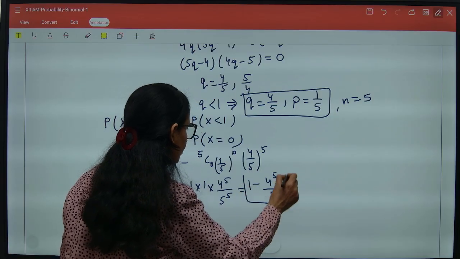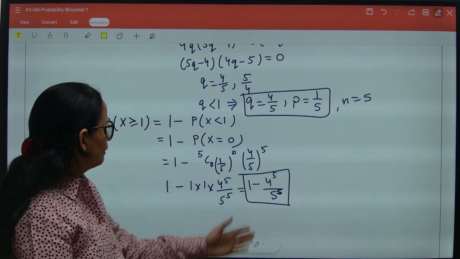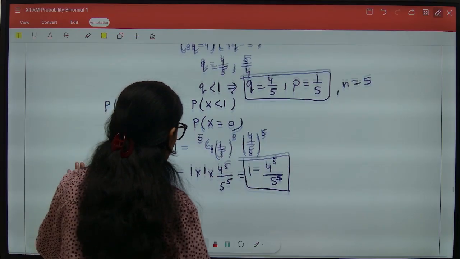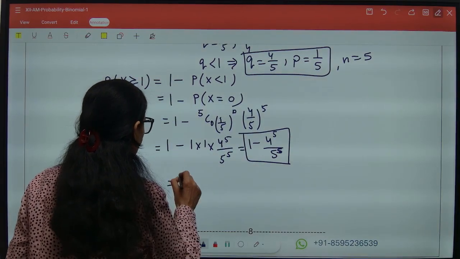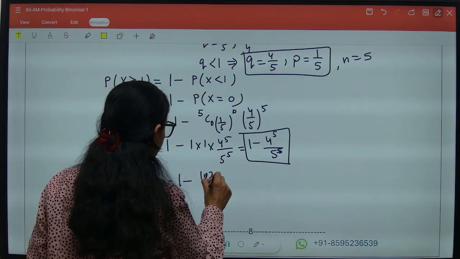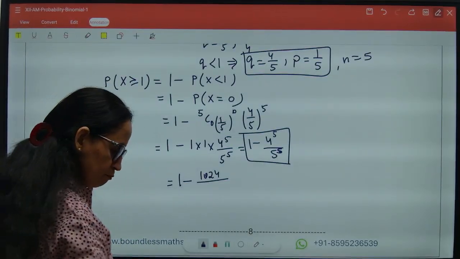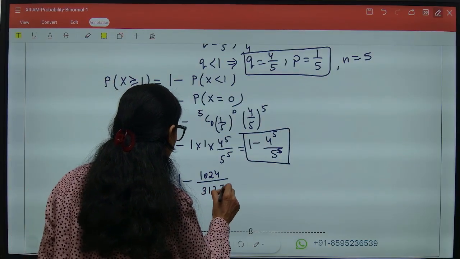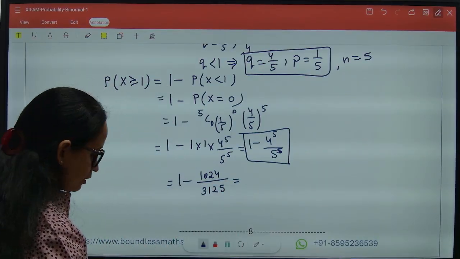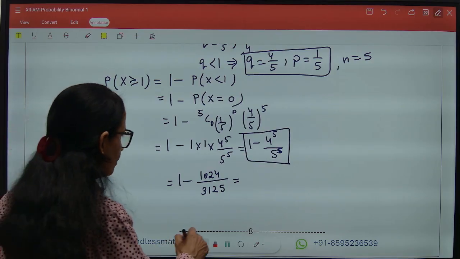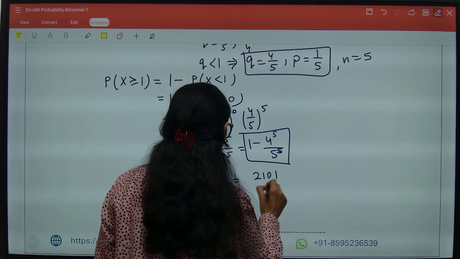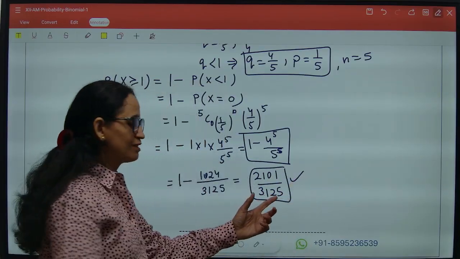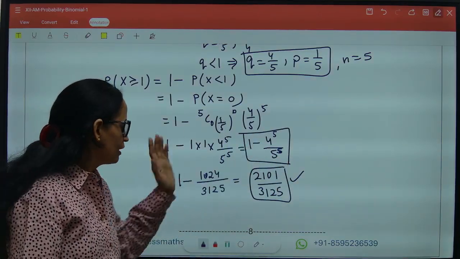So you can leave it here in the exponent form, but because these are not very big exponents, you can even solve it completely and find the final fraction. So it is equal to 1 minus 1024 upon 3125. So that comes out to be, when you subtract 3125 minus 1024, it is 2101 upon 3125. So if you solve it up to here, it's great. Otherwise, you can leave it here also in the exponent form.